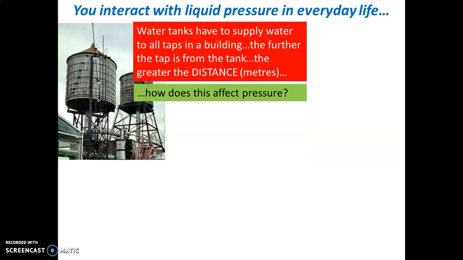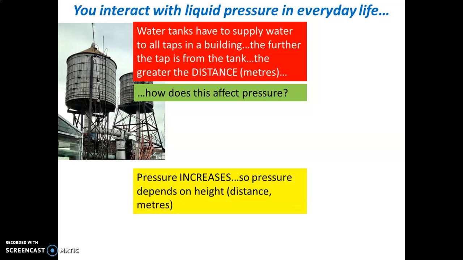Now that's interesting, because how does that affect pressure? What if you wanted to take a water tap on the ground floor of a tall building, so it's the furthest it can be from the water tanks themselves, and compare how water comes out of that ground floor tap to how water comes out of a water tap that is on the top floor, for example. How would that affect pressure?